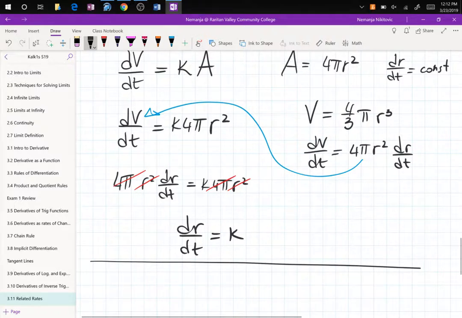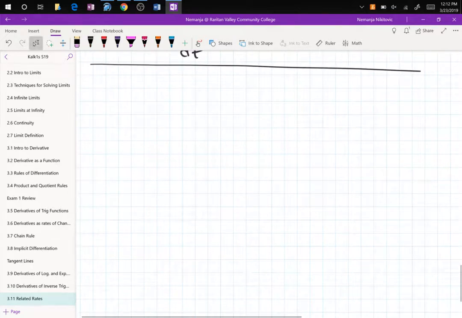Let's see if we can solve something else. What else can we look at? Ooh, this is an awesome problem.